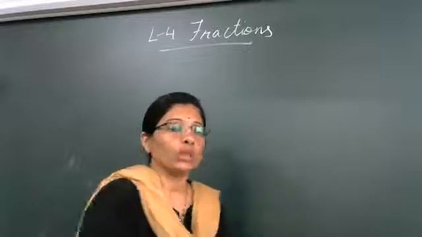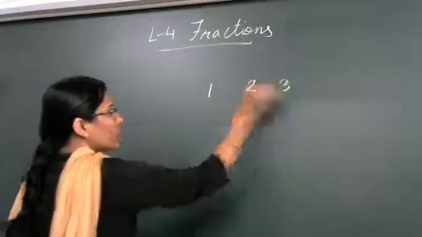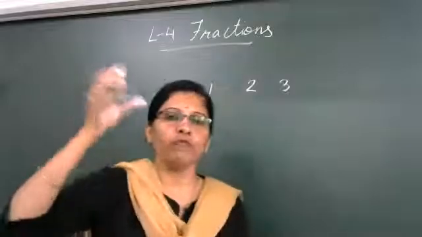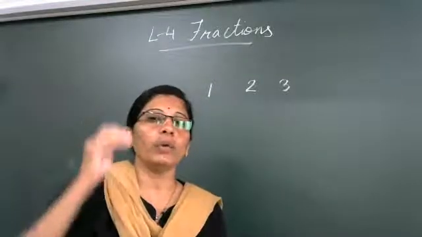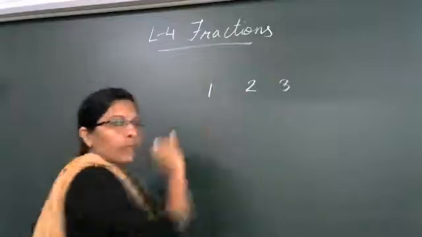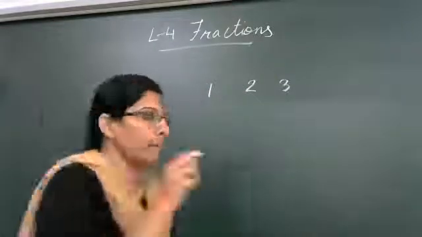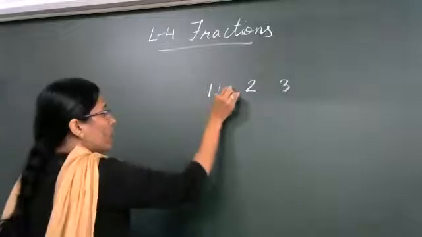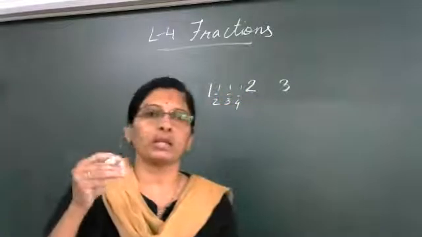Now you know the numbers one whole, 2, 3. These are whole numbers. It's one full number. Now in between these two numbers there will be some numbers. Those numbers will be a part of that number, meaning 1 by 2, 1 by 3, 1 by 4. So these are the parts.